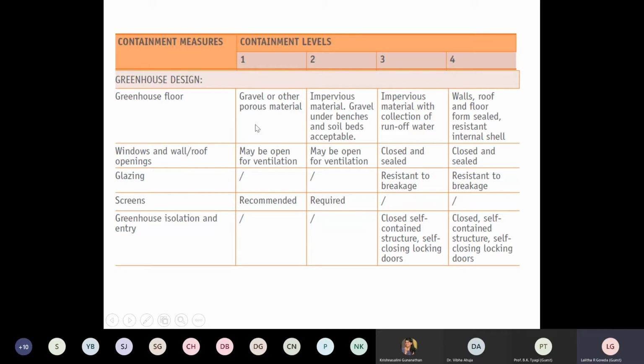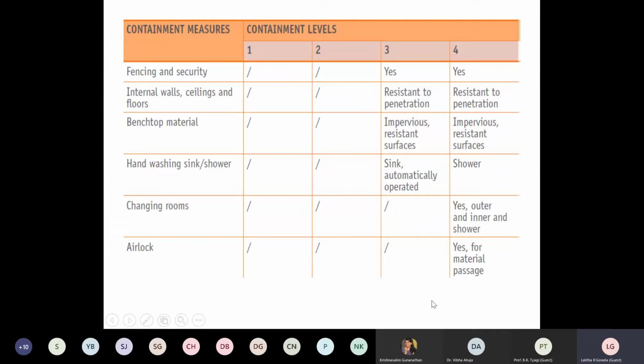So in the greenhouse design, one of the most important features is that the flooring must have gravel or it must be cemented. What this does is it prevents the germination of any accidental seed which has fallen onto the ground. So all greenhouse floors must be either gravel or concrete. The windows, in the case of 3 and 4, have to be closed and completely sealed. Glazing is required for 3 and 4. And of course, screens are recommended for 1 and 2. And levels 3 and 4, just like a biosafety level 4 for microorganism research, have to be separate: the fencing and security, internal walls, benchtop, etc.